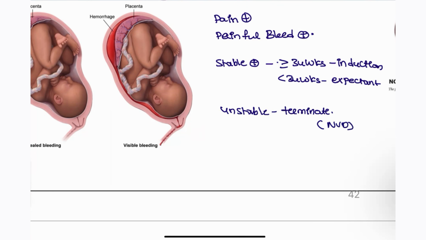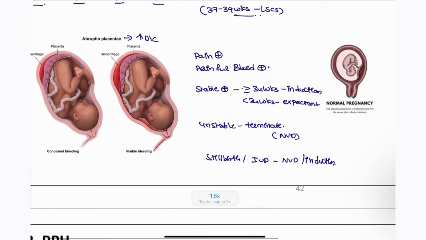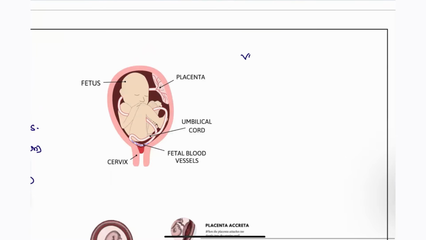Okay, if it is a stillbirth or intrauterine death, then also NVD and induction should be done, not the cesarean section. Next here, this is the condition of vasa previa. So in vasa previa, the patient is likely to have no symptoms. Okay, no bleeding, no pain. The only sign that you are going to observe is fetal distress. Fetal distress will be seen.